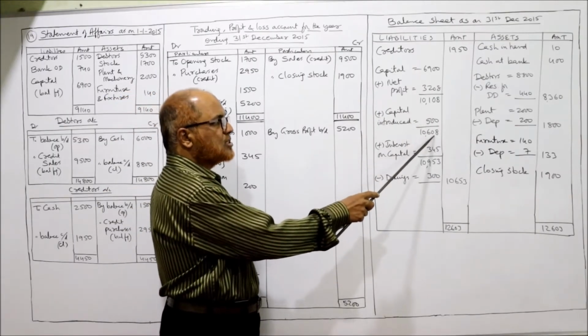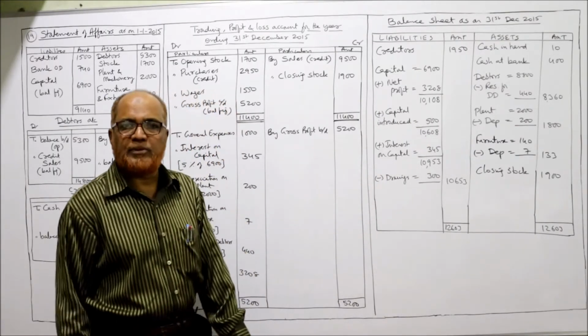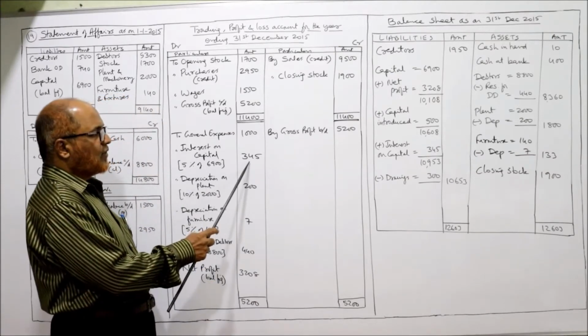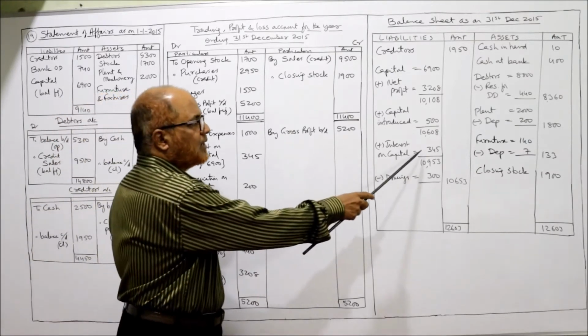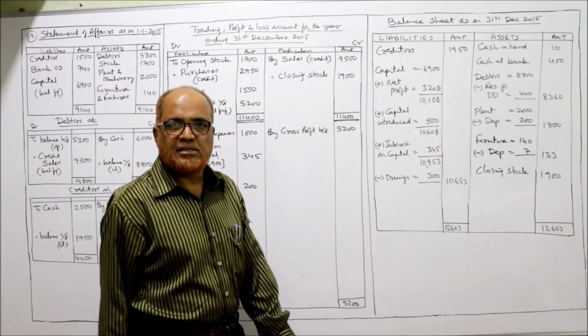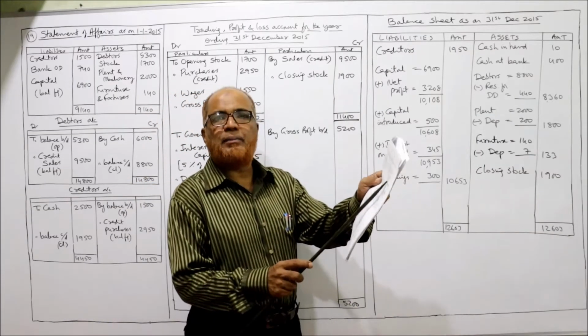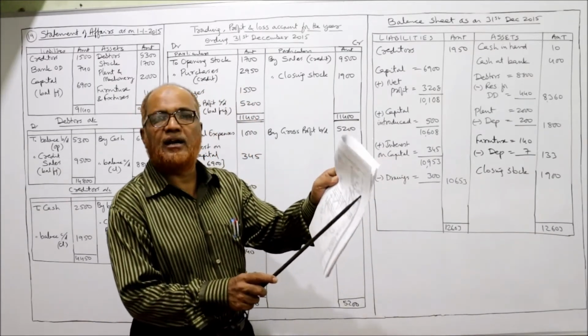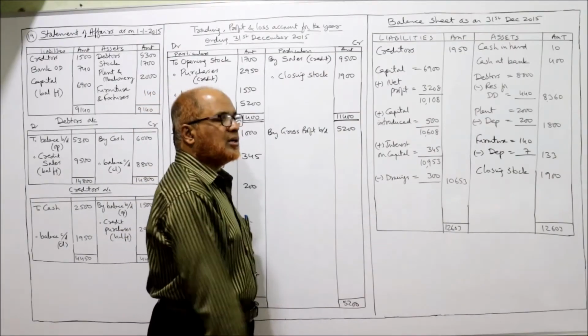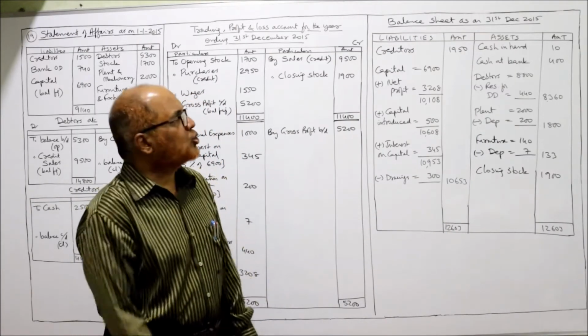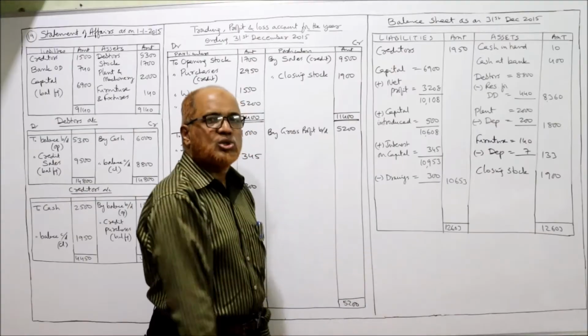Add up, 10,608, plus interest on capital. How much is the interest on capital? 345. Here we have debited 345. Add up. Drawings. It is given on the payment side of the cash book. Drawings 300. So deduct 300. 10,653. Take the total of the liability side, 12,603.